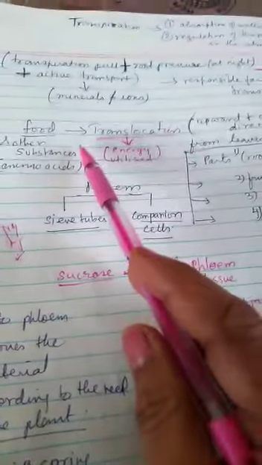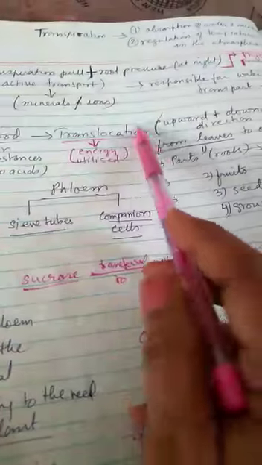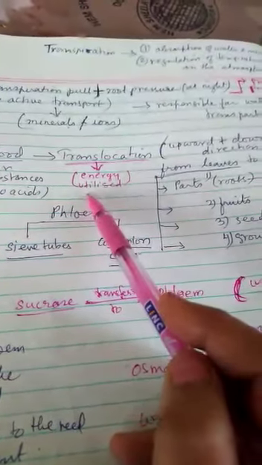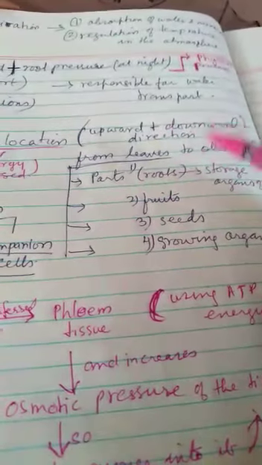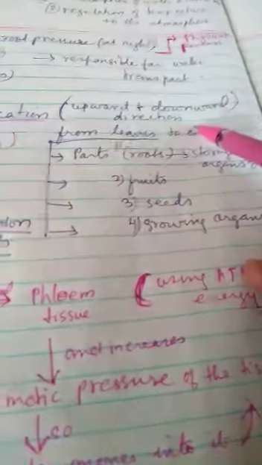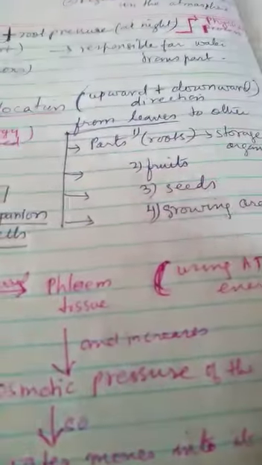Now, transportation of food and other substances like amino acids is known as translocation, and it is with the utilization of energy. Translocation takes place in both directions because energy is required by each and every cell, every organ. So it will take place in upward and downward direction, both directions. The food will be transported to roots, fruits, seeds and growing organs.